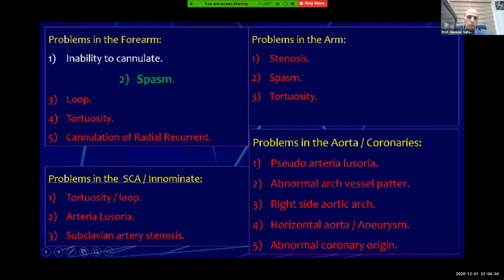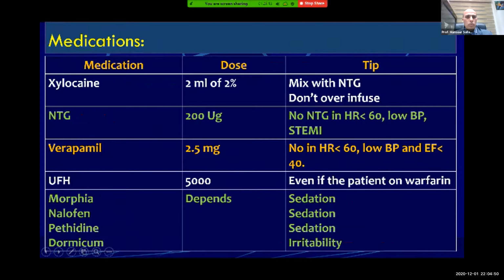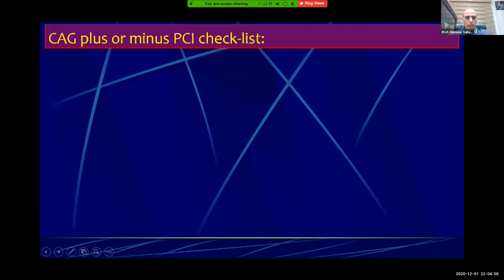And next week, inshallah, it will be a very, very interesting topic about radial artery spasm, coronary artery spasm, and their relationship, how to prevent, how to predict, and how to treat. Okay, so medications: Dr. Hatem made my presentation very, very nice about the vasodilators and heparin, so I will skip this one.